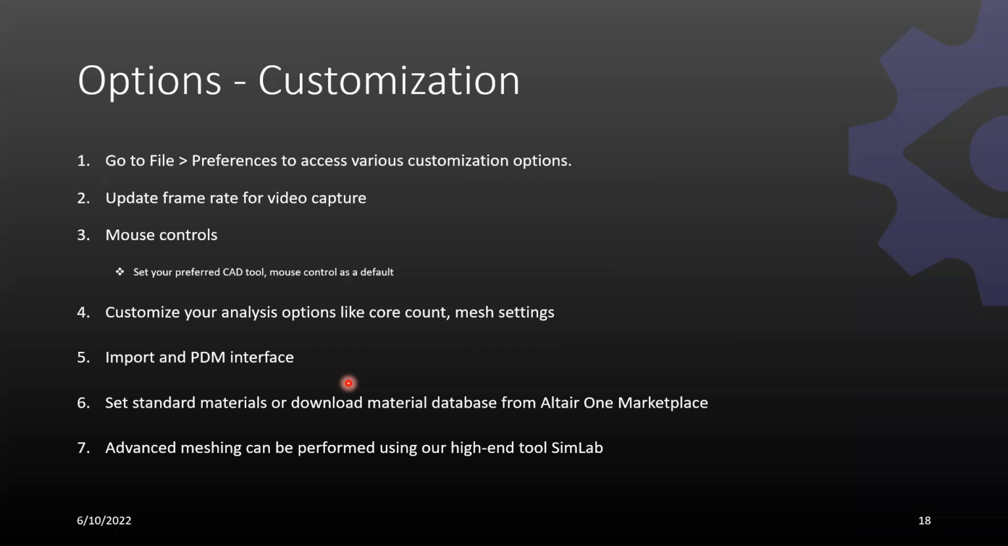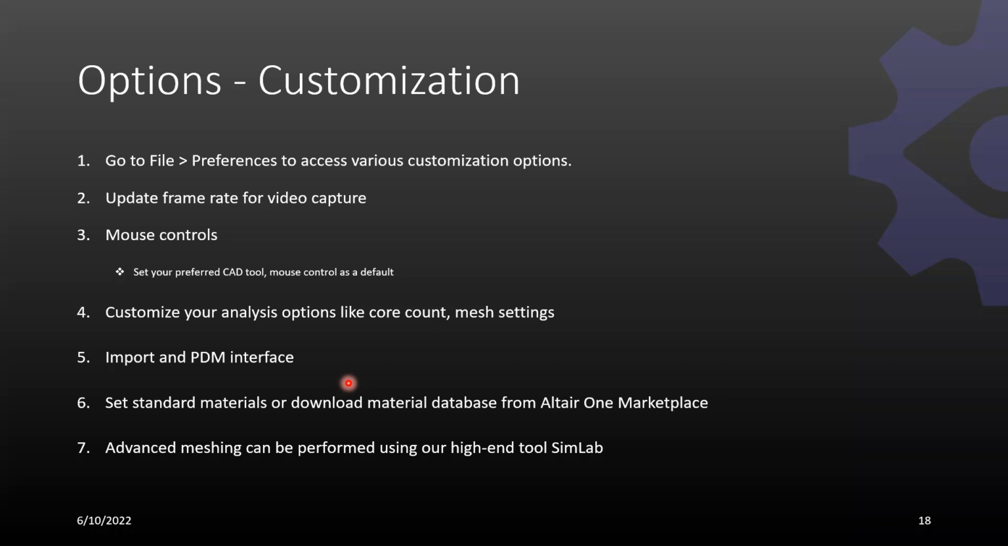And the final one, which is kind of the most important one, is customization. What kind of customization does Inspire Cast provide? Number 1, you can go to File and Preferences to access various customization options. In there, you can update your frame rate for video capture, as you've seen in a couple of videos in the previous slides of this presentation. You can capture videos right from the software itself. And number 2, you can adjust the frame rate so that when you're presenting to the customer, you can have a high frame rate video and show them what's going on with the filling or whatever analysis you're doing. Number 2 is the mouse controls.